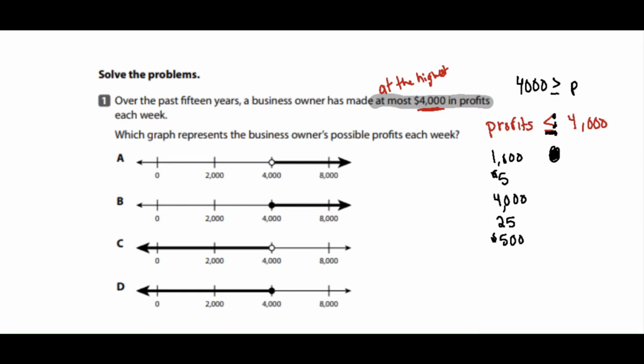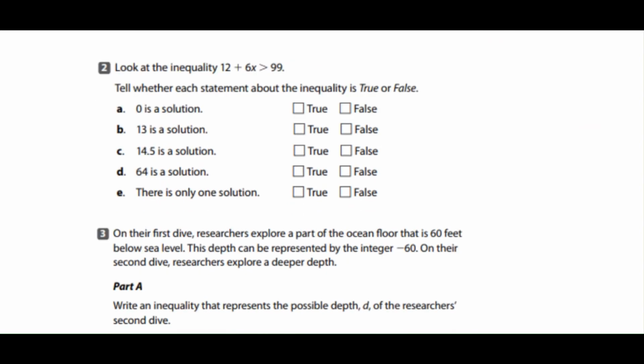So you can write it two different ways. 4,000 is greater than or equal to the profits, or the profits are less than or equal to 4,000. And as I said, 4,000 is included in the solution, so we want to include the shading. Since the values that we're going to substitute in for the profits are less than, we need a ray to go to the left. The ray definitely needs to go to the left, so we're going to pick a closed circle on 4,000, ray going to the left. And that's our answer for that one.